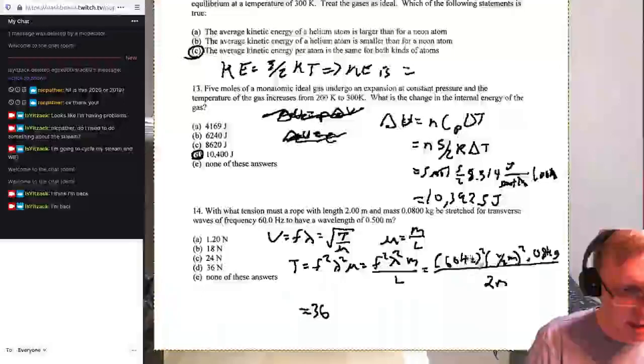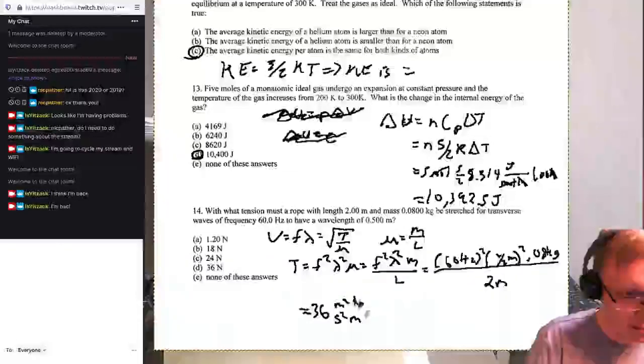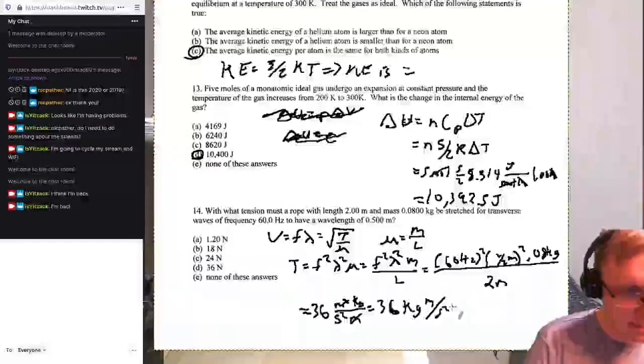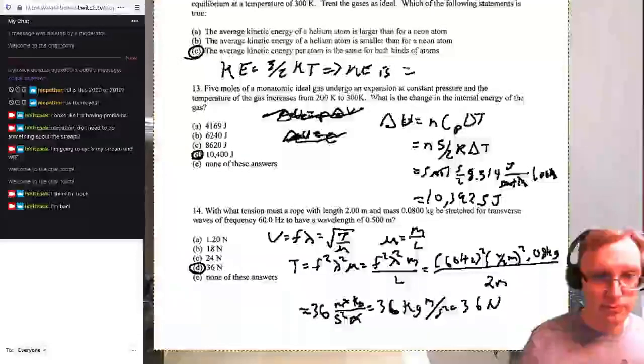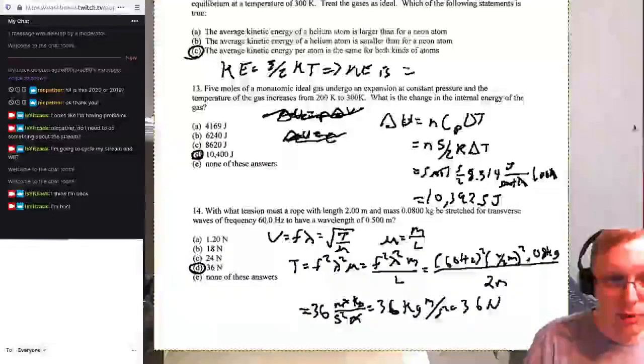A hertz is an inverse second, so that's a seconds squared. We have a meter squared on top, a meter on the bottom, and a kilogram on top. Meters cancels one of those meters, and we are left with 36 kilogram meter per second squared, better known as 36 newtons. Yeah, it works.